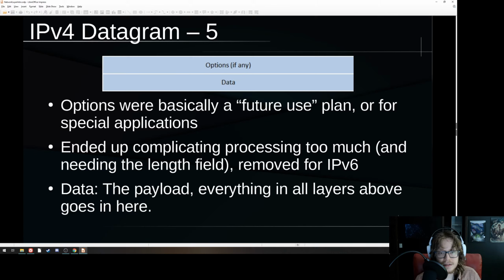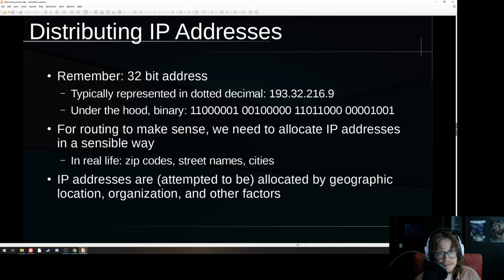So just like everything in the datagram here fits into the payload of the Ethernet frame, everything beyond here is going to fit into that data or payload field in the datagram. So we've got data stuffed inside of data, stuffed inside of data, headers all around.